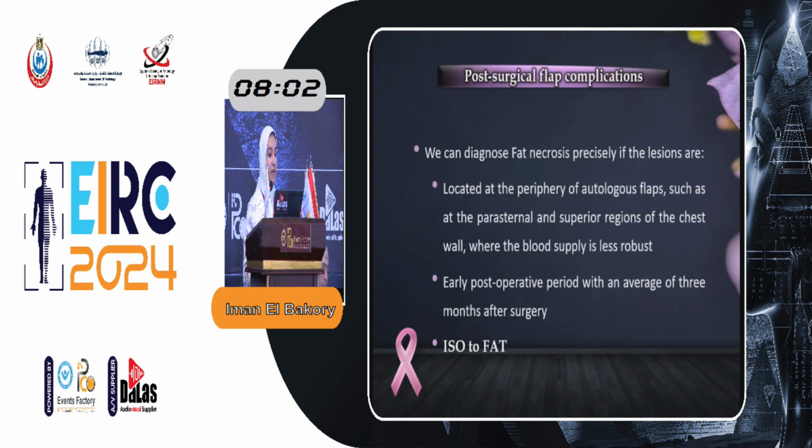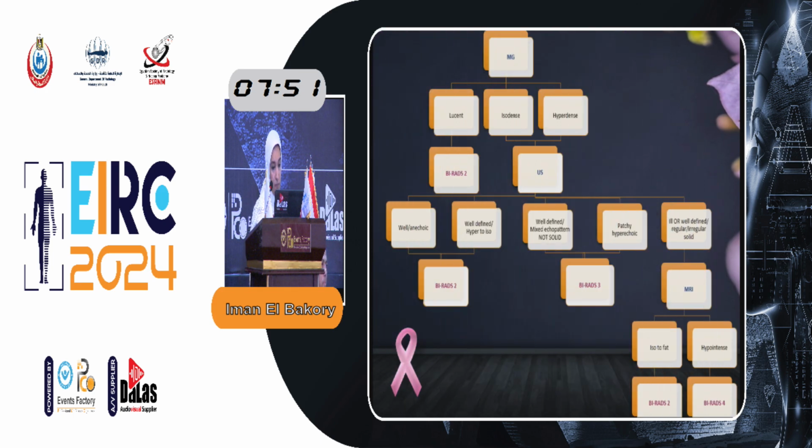So we can diagnose the fat necrosis precisely if it's located at the periphery of the lesion in the early postoperative period, that's to say in the first 3 months, and it's iso to fat. This is an algorithm for the traumatic fat necrosis. If you find a lucent lesion in the mammography, assign BI-RADS 2. If you have an isodense or hyperdense lesion, do an ultrasound. If you pick up a well-defined anechoic or hyperechoic or isoechoic lesion, assign BI-RADS 2.